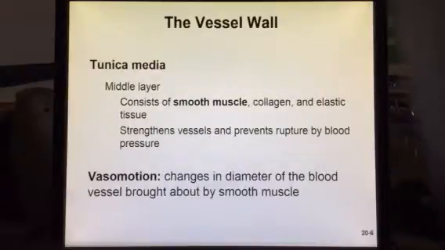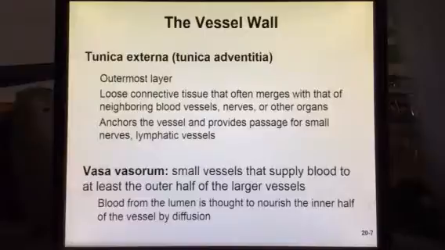The middle layer is called the tunica media. It is a layer of smooth muscle, also collagen and elastic tissue. It's what allows vessels to be strong, and so they can withstand the blood pressure that they are dealing with, especially the arteries. Okay, then the outermost layer is the tunica externa. It's made of loose connective tissue. It kind of merges with the neighboring blood vessels or nerves or other organs that are right next door. It does anchor the vessel, giving it some stability, and also provides passage for nerves and lymphatic vessels.